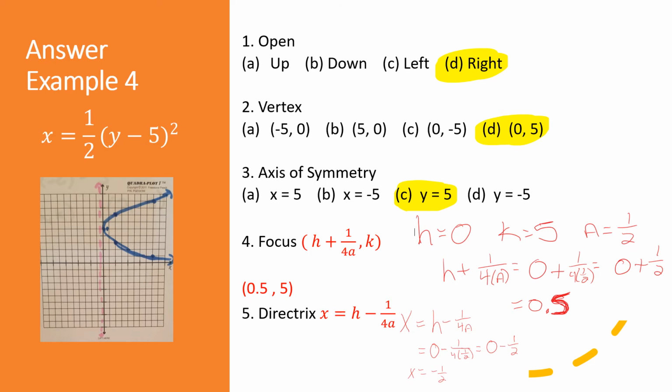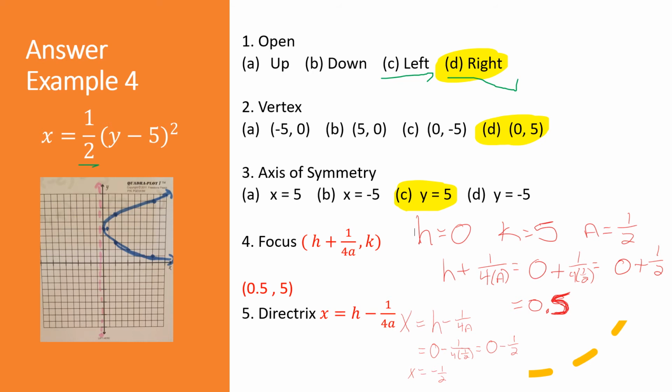All right, so for this one, again, it's x equals. So x equals indicates it's going to open left or right. So hopefully you had one of those two options. Positive a means we're going to open to the right. So your answer should be right.